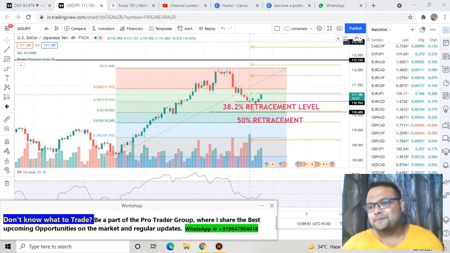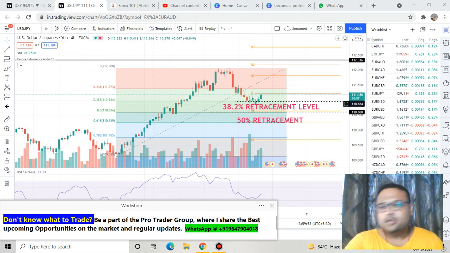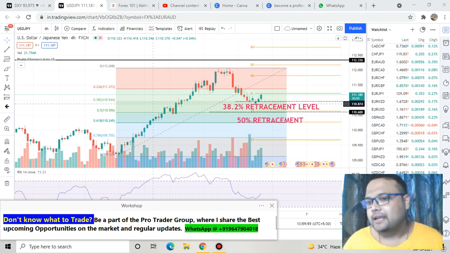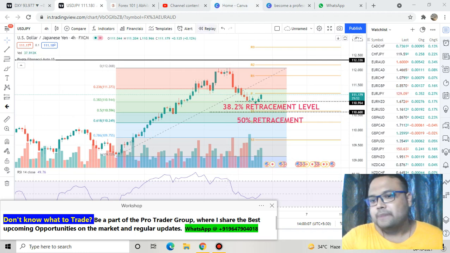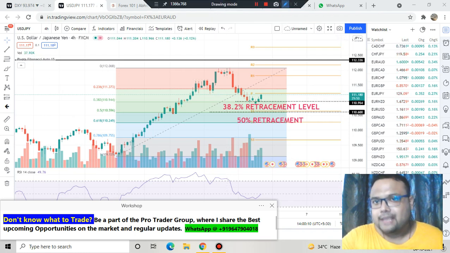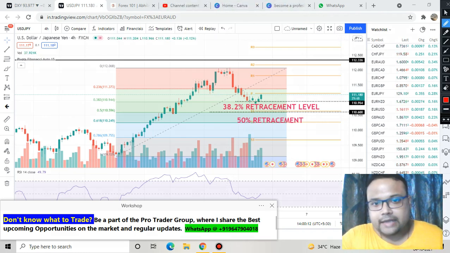So let's get started. This is the Forex chart of USDJPY in front of us right now. Nothing much to talk about. I will not be repeating the same stuff again and again because I have already discussed in detail in my previous video that I released on Saturday. So as per our expectation, market has taken support at the 38.2% retracement, and we can see that after taking support it is going up.